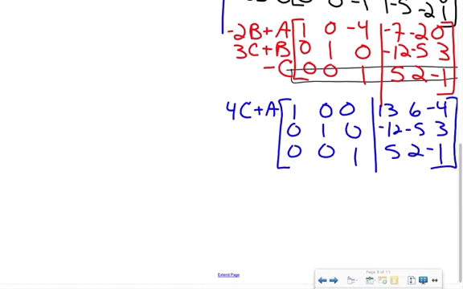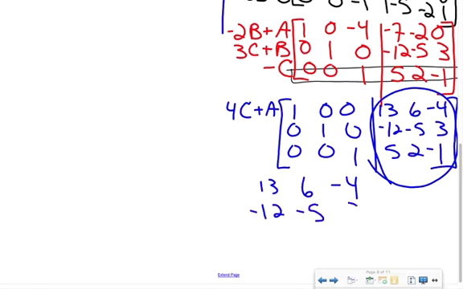And what we did all this for was this matrix. So the inverse is 13, 6, -4, -12, -5, 3, and 5, 2, -1.